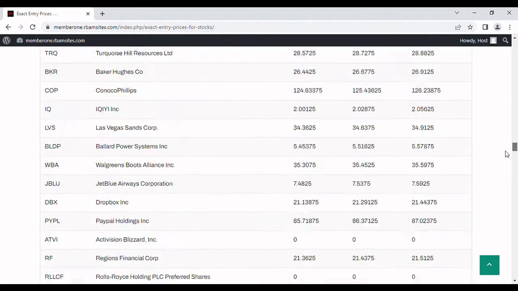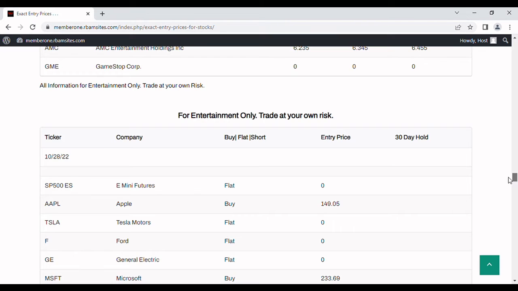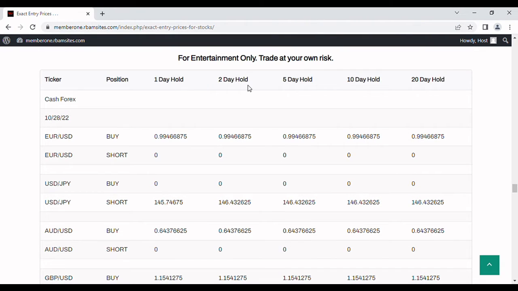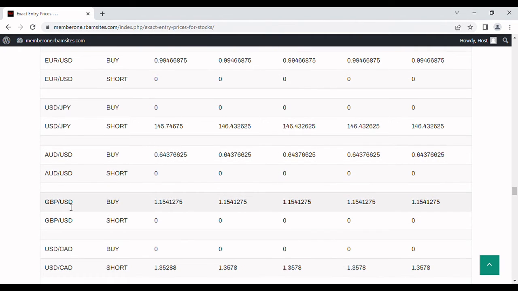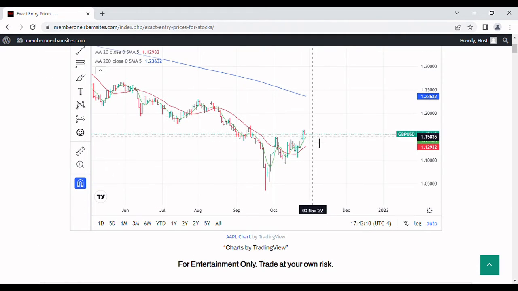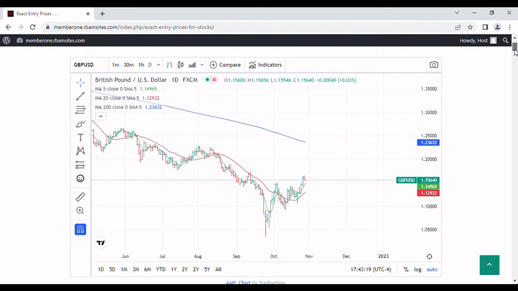Let's see what RBM Research says about it down here. And my commentary, by the way, is all for entertainment purposes only. We have 1, 2, 5, 10, and 20-day trading day holding periods for tomorrow, the 28th. The GBP USD is buying at 1.154 across the board. That's 1.154. Let's go up here and take a look and see what that looks like. 1.154 is right about there. So that's pretty aggressive. So that's what it's got for tomorrow.